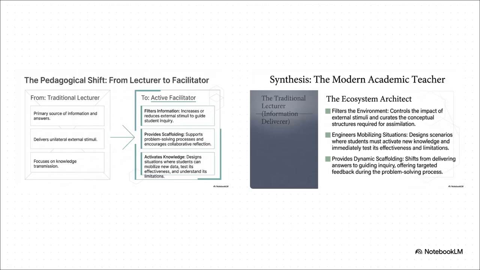Think about the traditional lecturer. They're the single primary source of answers, right? Just delivering one-way information. But what we really need to become is the active facilitator, an ecosystem architect. As an architect, you're filtering the noise. You're reducing or increasing external stimuli to actually guide the student's inquiry. You provide the scaffolding so they can solve the problem themselves rather than just handing them the answer key.